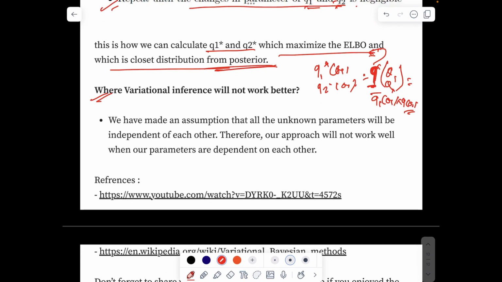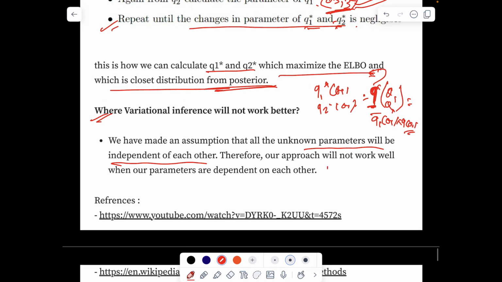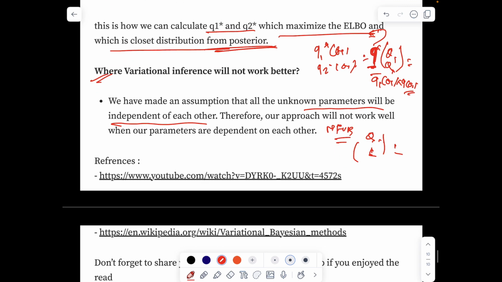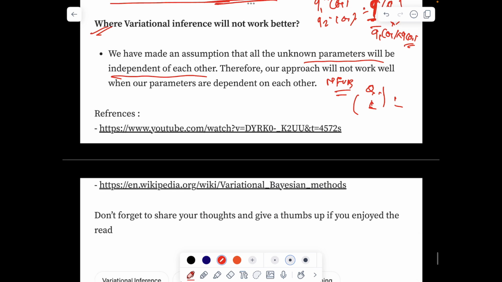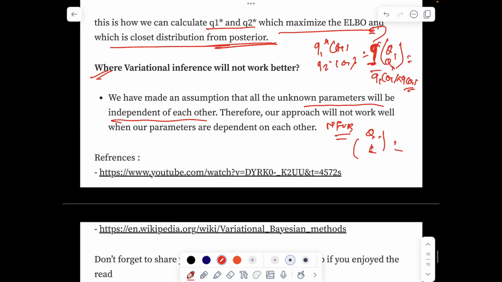Now let's understand when variational inference will not work well. We have made the assumption that all the unknown parameters are independent of each other. When we are using the mean-field class of distributions, we have assumed that the distributions of theta 1 and theta 2 are independent of each other, right? But when our parameters are dependent upon each other, it will not work well. So this is the one assumption about variational inference: just check whether your parameters are independent or not.